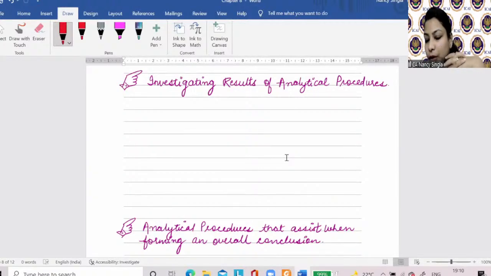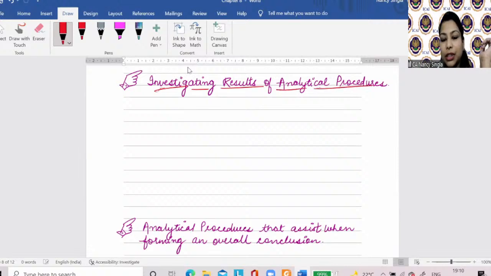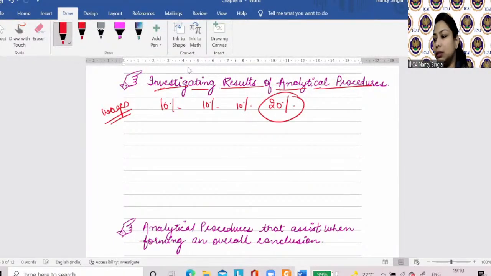Sandeep, I hope your doubt is now clear with respect to the second point of developing an expectation. So the next topic is investigating the results of analytical procedures. Now identified fluctuations are there, inconsistent relationships are there. For example, wages, the trend till last year was 10% of the sales, and this year there has been something unusual. Okay.